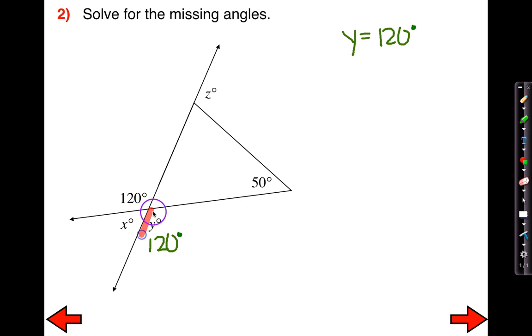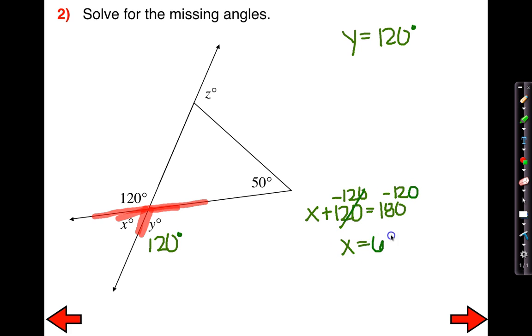Why? Because here, the angle of y combined with the angle of x form this straight angle, which means these angles are supplementary, which then means they should equal 180 degrees. So I'm going to go ahead and write x plus 120 degrees should equal 180. So to solve for x, I'm going to subtract 120 from both sides, leaving me with x equals 60 degrees. So now I know x is 60 degrees, so I'm going to write that x is 60 degrees.